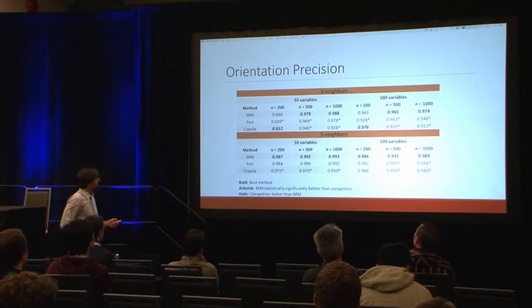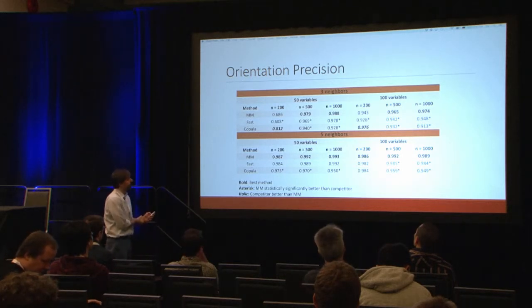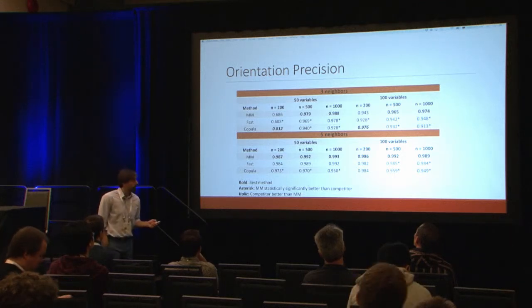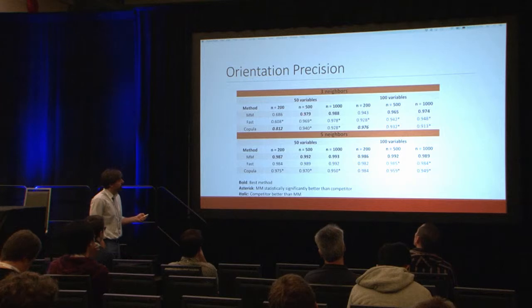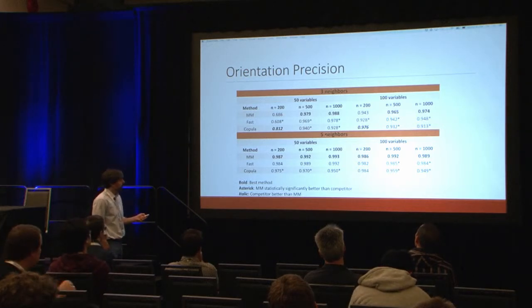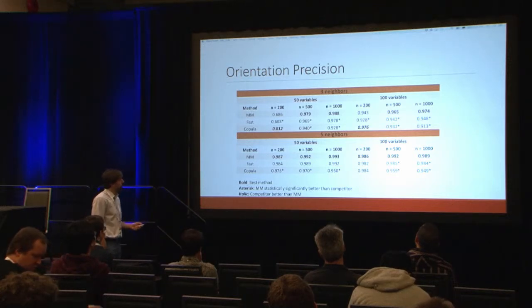Okay, so when we check the precision of the orientation of the edges and compare the outcome of the reconstruction of the algorithms with the true graph from which we simulated the data, we see that most of the time the method is the best and gives you the higher precision, whether you have sparser networks or denser networks. For small sample sizes, this method looks a little bit better in terms of precision.